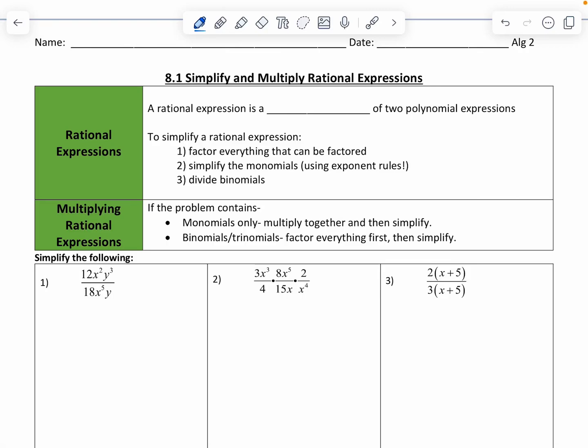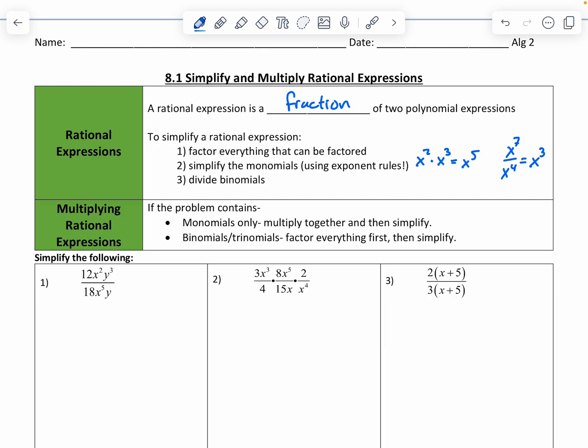Welcome everybody. Today we're going to be looking at 8.1, simplify and multiply rational expressions. So a rational expression is a fraction of two polynomial expressions. Today we're going to work on simplifying. To simplify a rational expression, we are going to factor everything that can be factored and simplify using exponent rules. Just a reminder, if you're multiplying two things with exponents, we add the exponents. And if we're dividing two things with exponents, we subtract the exponents.